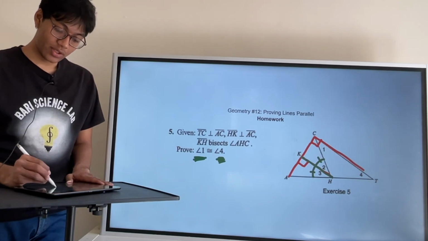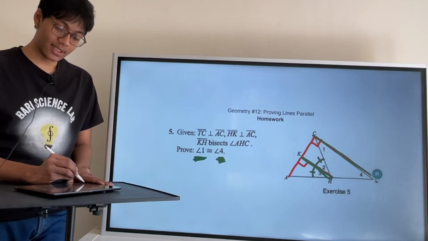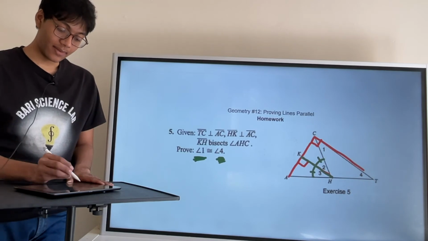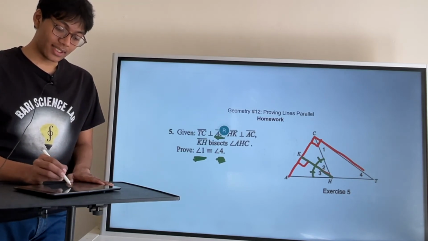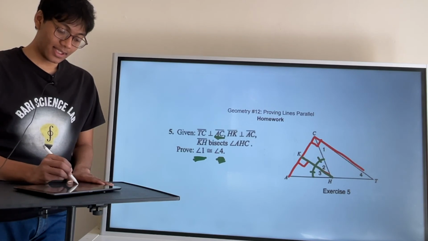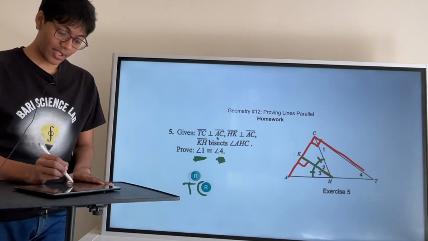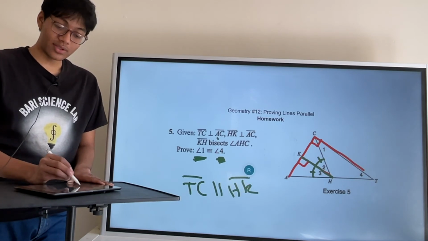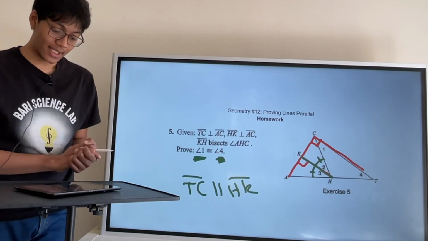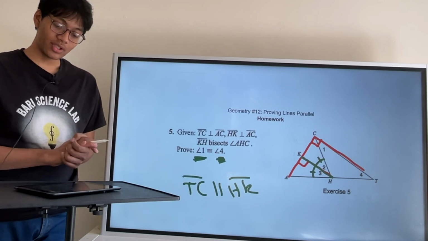Since we have two lines, you see these two line segments? They're perpendicular to the same line. TC and HK are both perpendicular to AC. That means TC is parallel to HK. Why? Well, because they're perpendicular to the same line, they have to be parallel. And so try to use that information to your advantage.